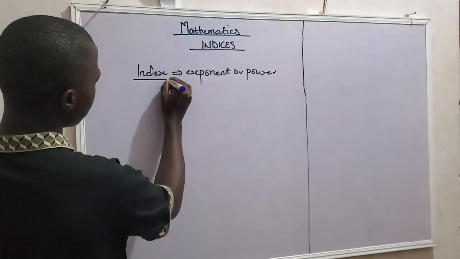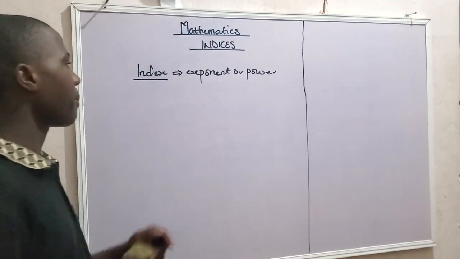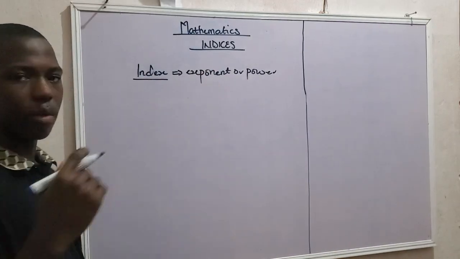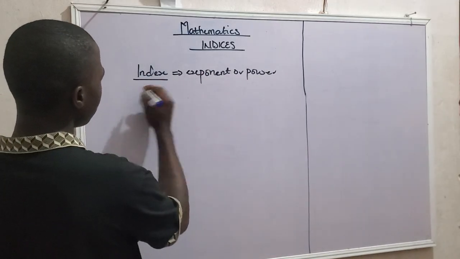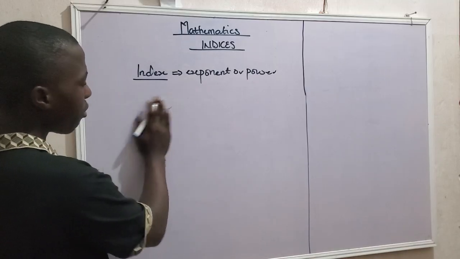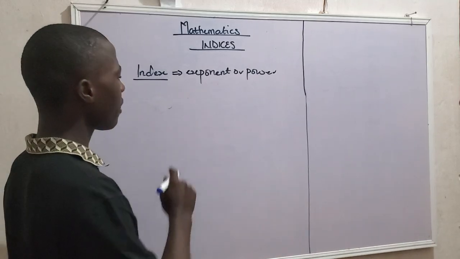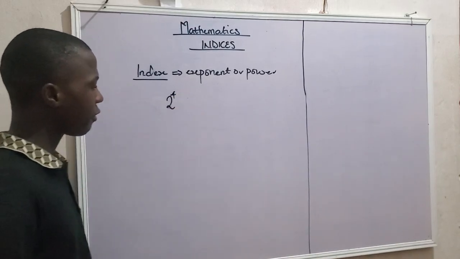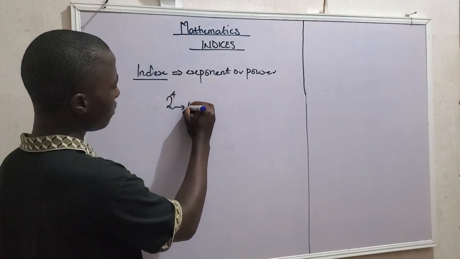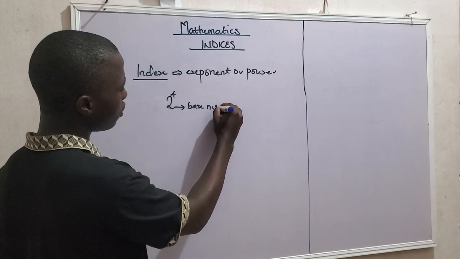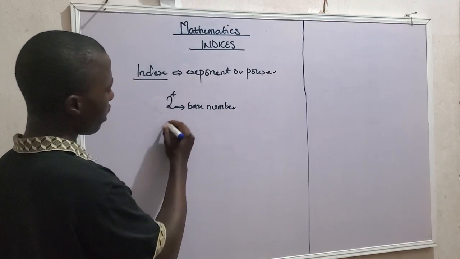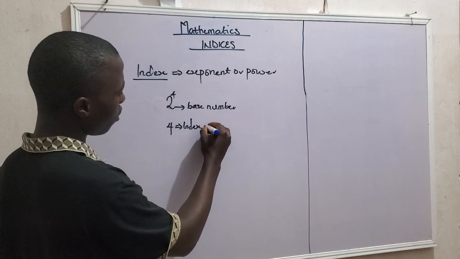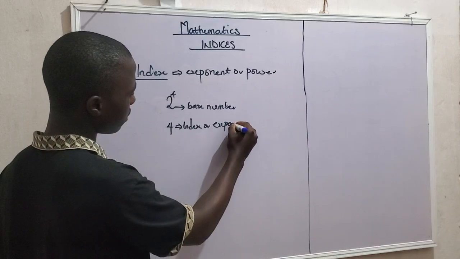Now, what does the word index mean? Index simply means that small number you see at the top right corner of a base number. Take for instance, 2 raised to the power of 4. The 2 here is known as the base number, while the power of 4 is commonly known as the index, or we call it the exponent.